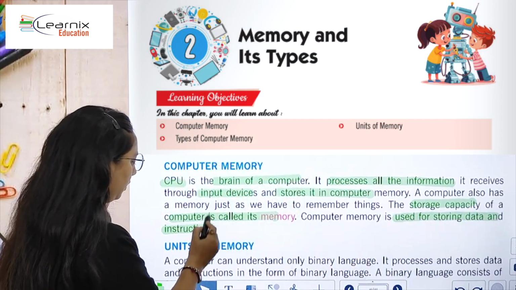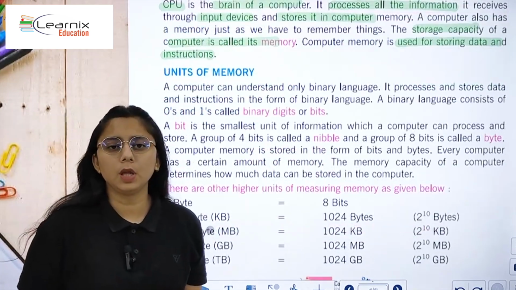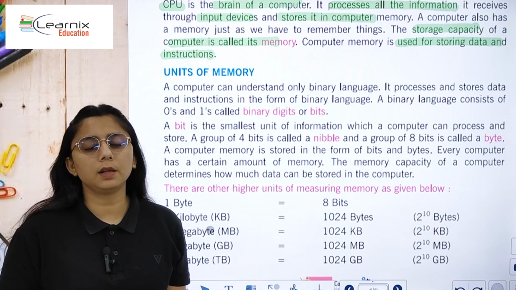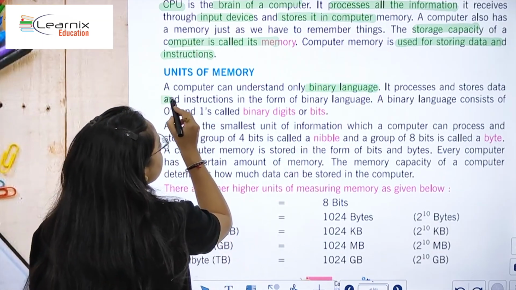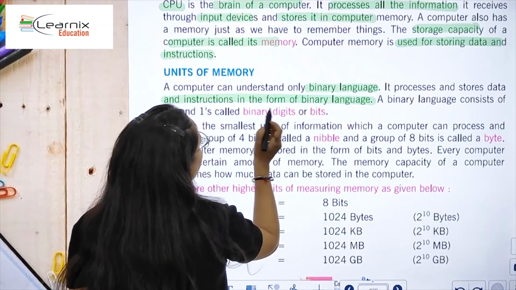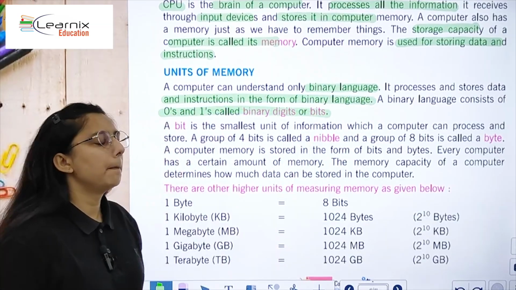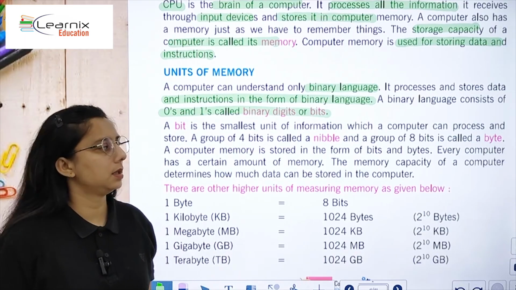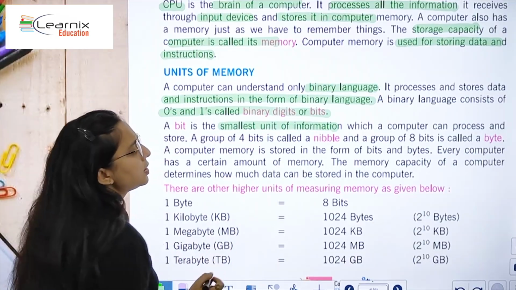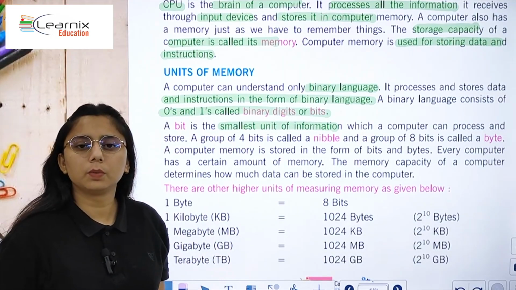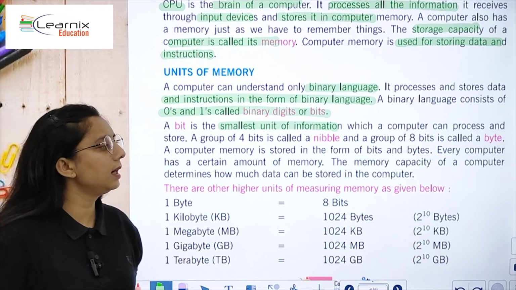And what are the units of memory? We have different units of memory, and the computer understands it in the form of binary. It processes and stores instructions in the form of binary language. Binary language consists of 0 and 1, binary digits. A bit is the smallest unit of information which a computer can process.